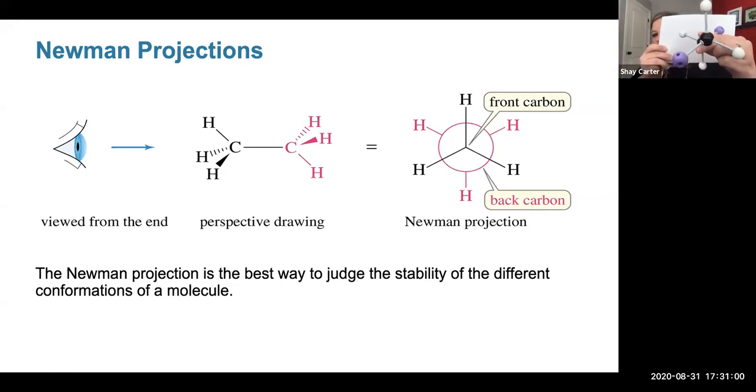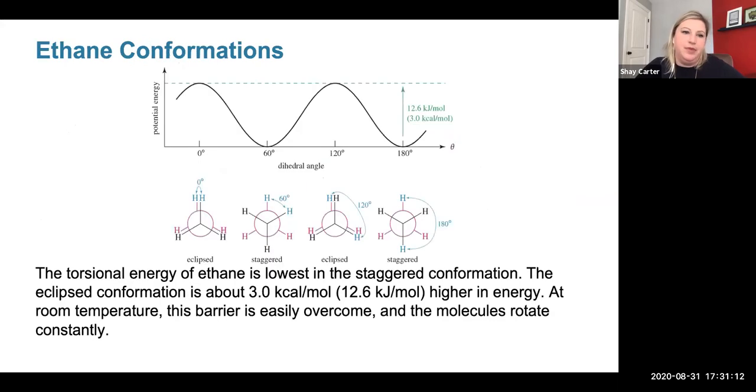Look at this and convince yourself of what's going on in this picture. Reconcile it with the Newman projection, so you can understand how Newman projections work.